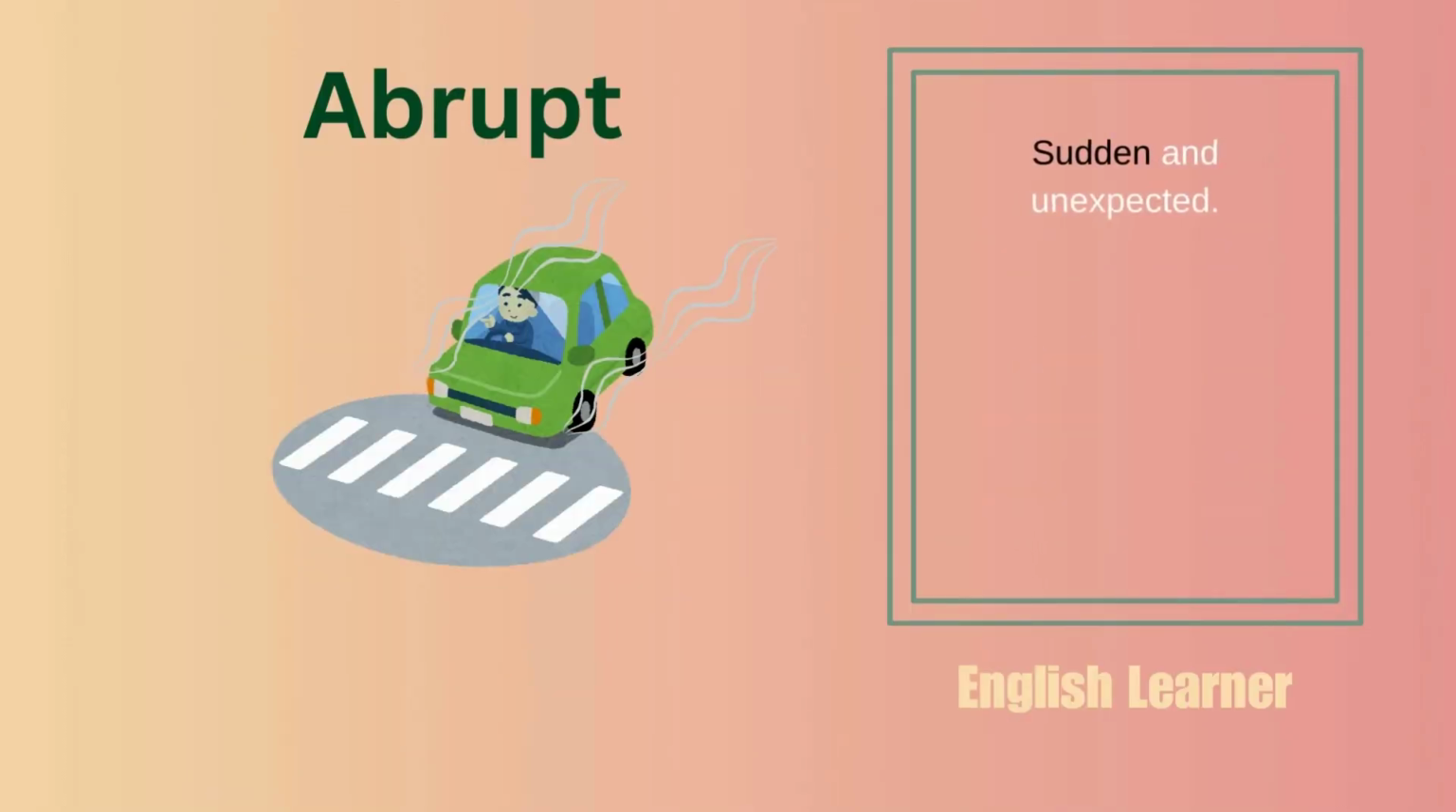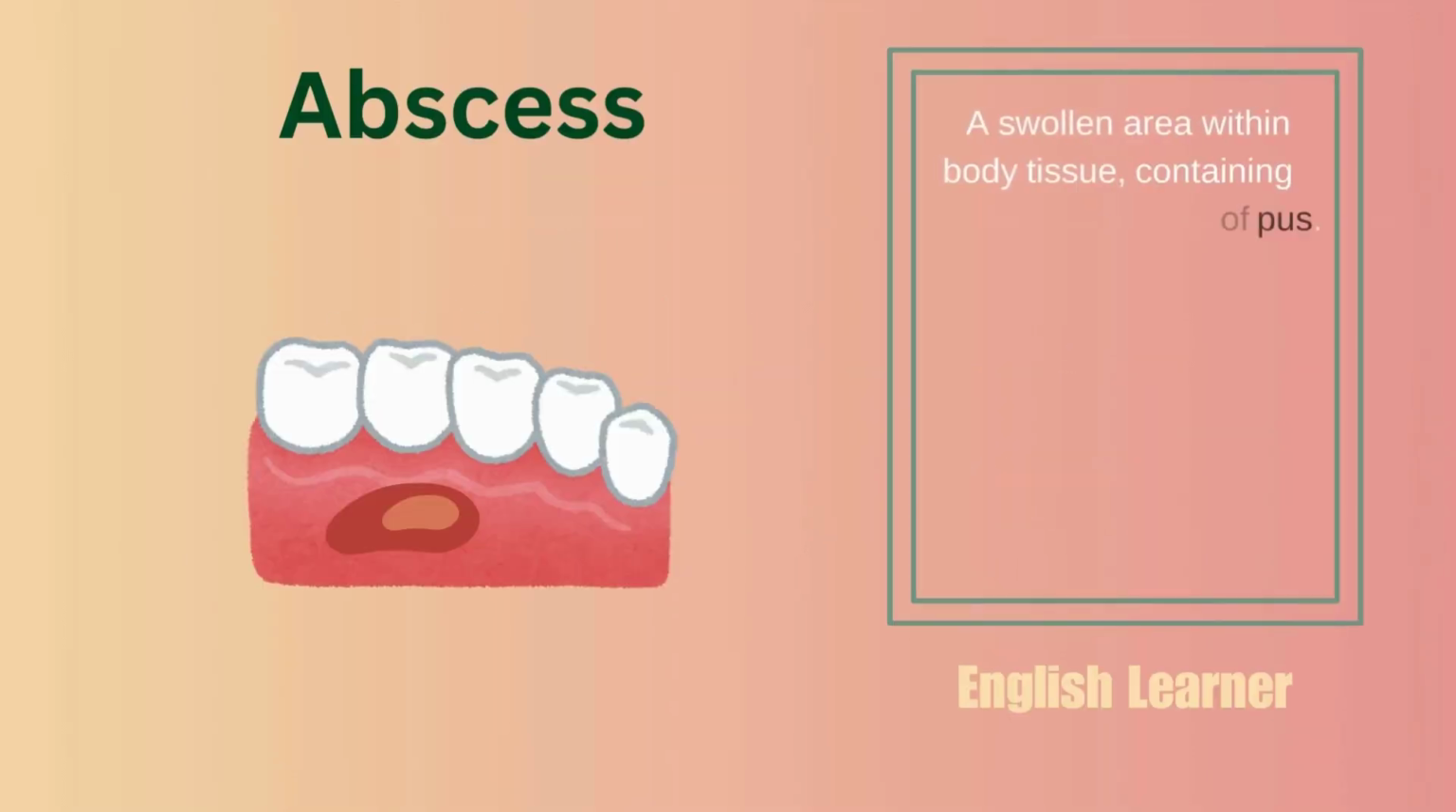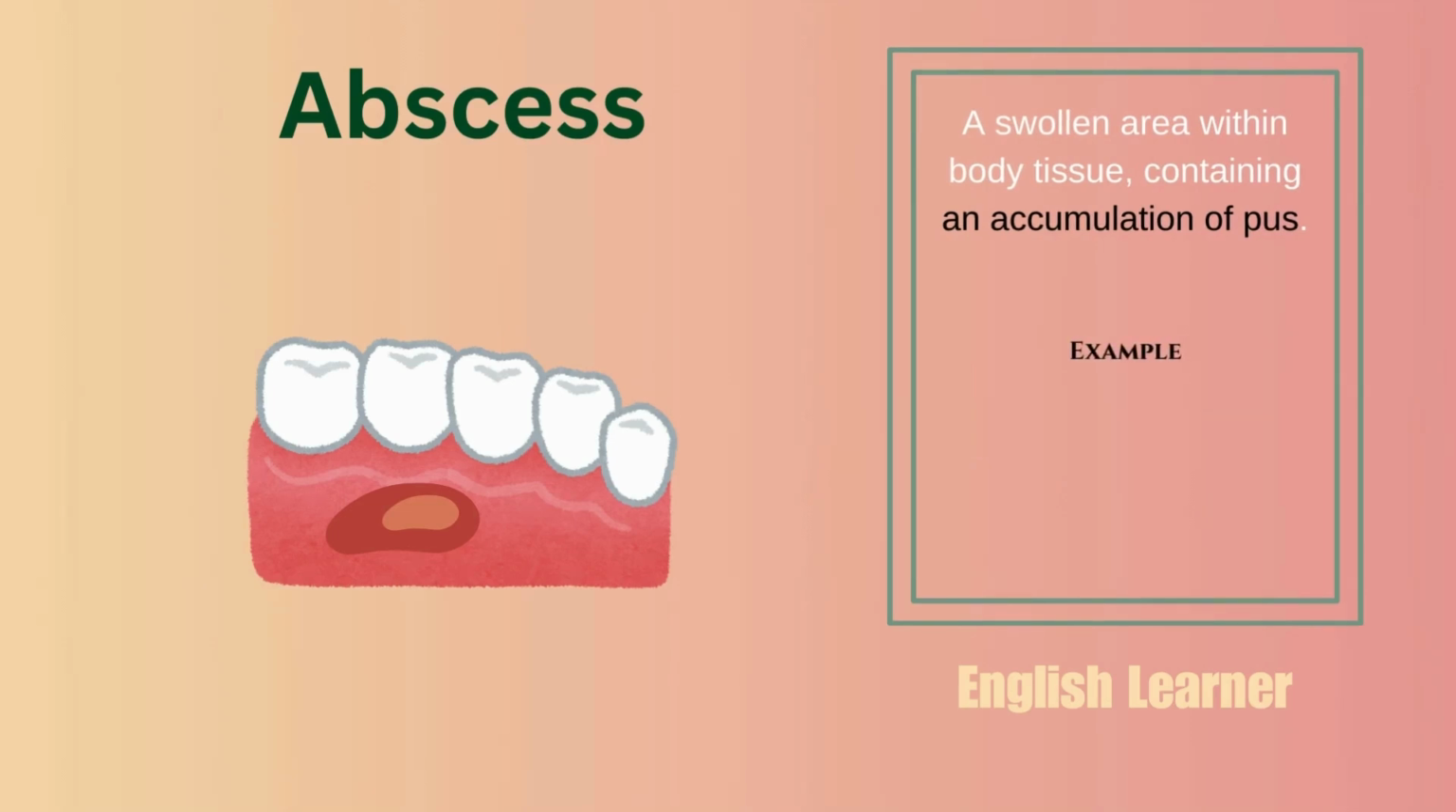Abrupt. Sudden and unexpected. Example. The car came to an abrupt stop. Abscess. A swollen area within body tissue, containing an accumulation of pus. Example. The dentist had to drain the abscess in her gum.